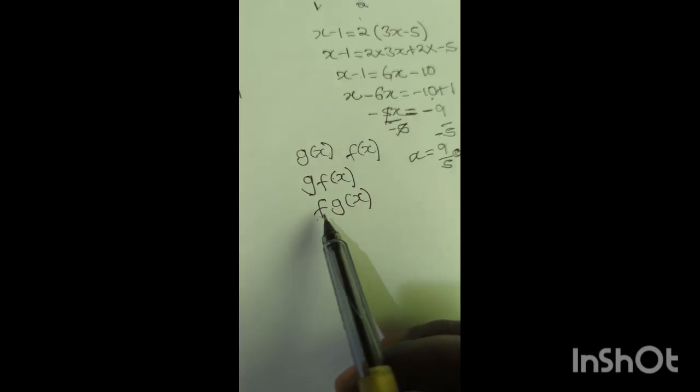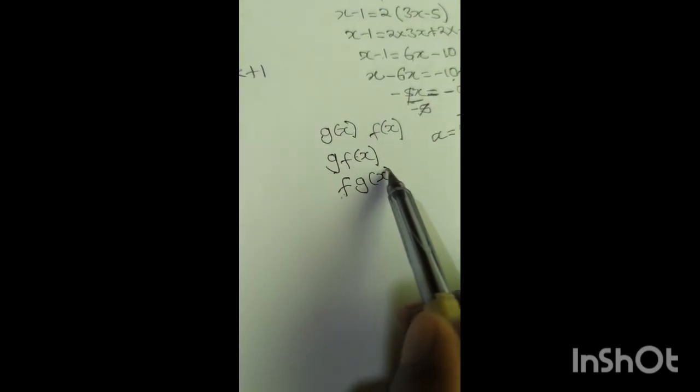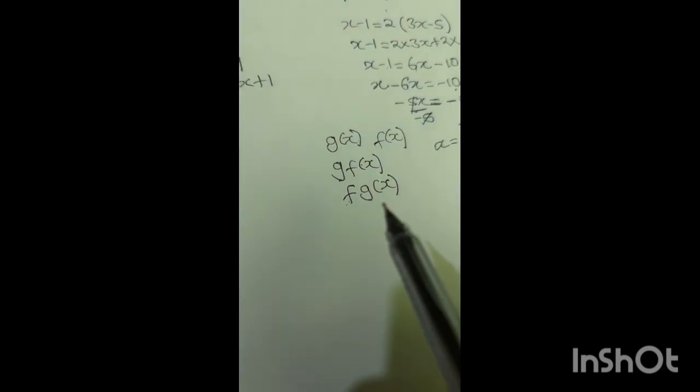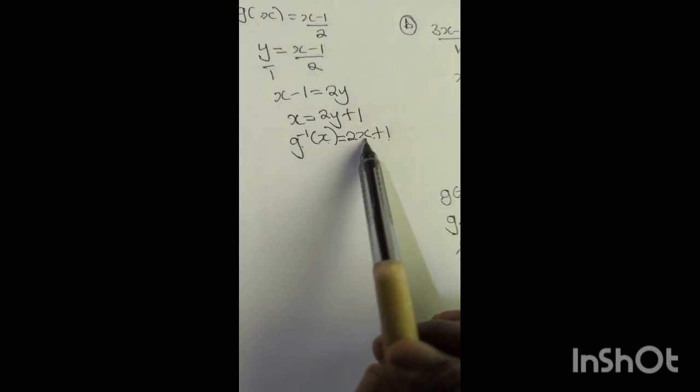Then in this function f, where you're going to see x, you replace that x with the entire function g of x. That's easy, right? So here we already have our g inverse of x, which is 2x plus 1. Now where there's x here, we're going to replace that x with what? 3x minus 5. That's all. That's what composite functions are all about.